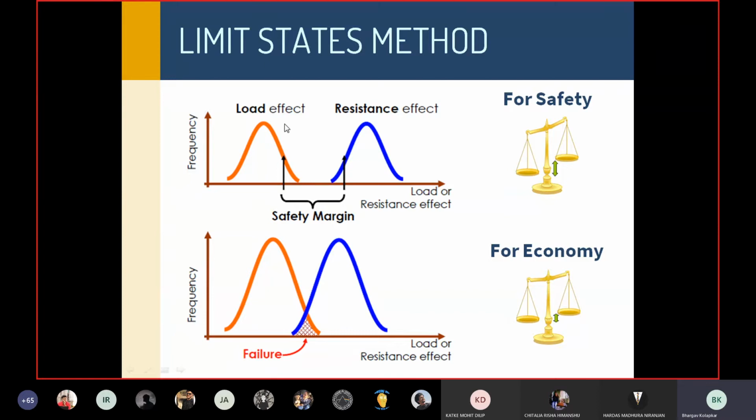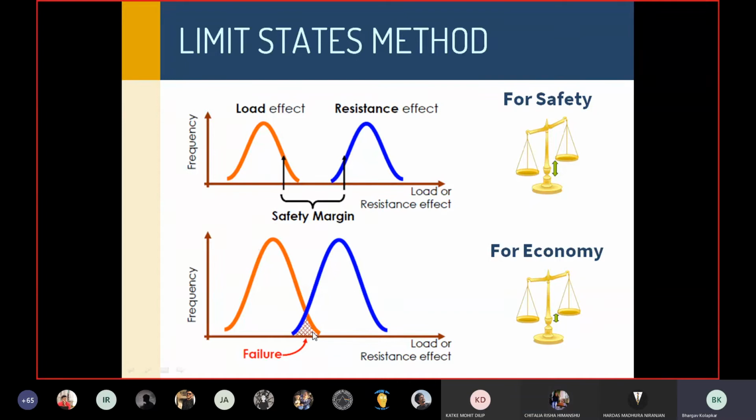So for the question that you asked, the probability of failure is zero, but that is going to lead to an uneconomical structure. For an economical structure, we are going to accept that the possibility of failure of the structure is only 5%.